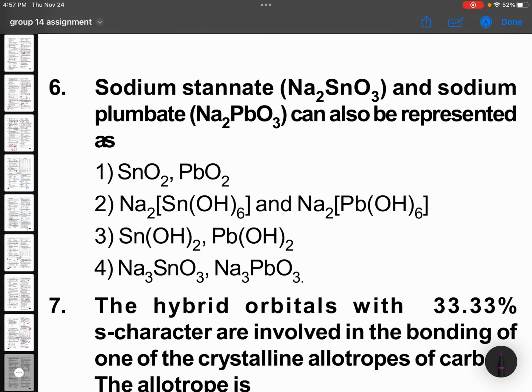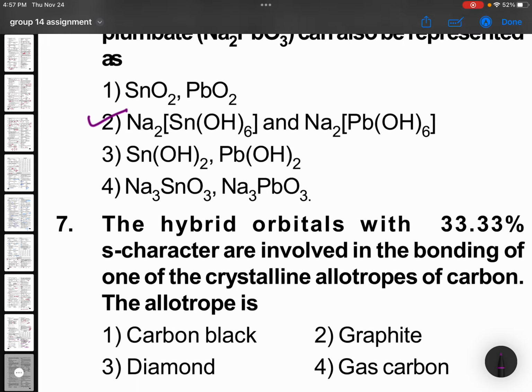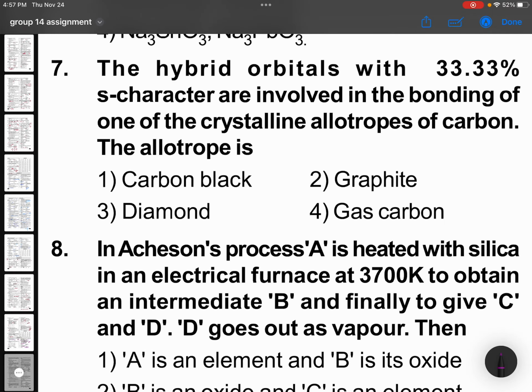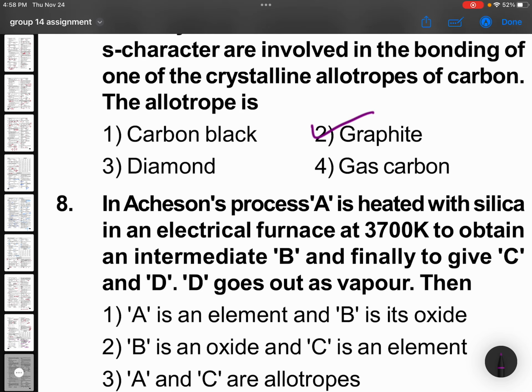Sixth question, sodium stannate Na2SnO3 and sodium plumbate Na2PbO3 can also be represented like this. The hybrid orbitals with 33.33% s character are involved. That means sp2, graphite. Don't read the complete question, easy.